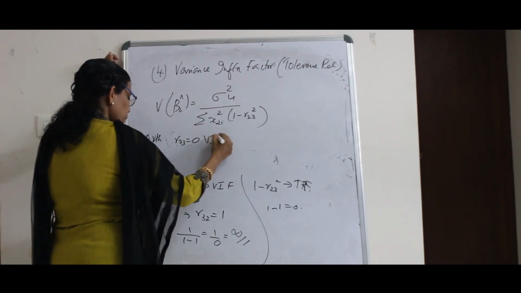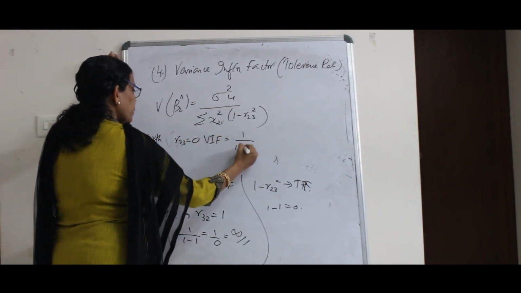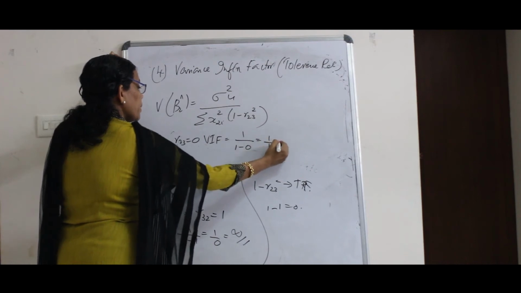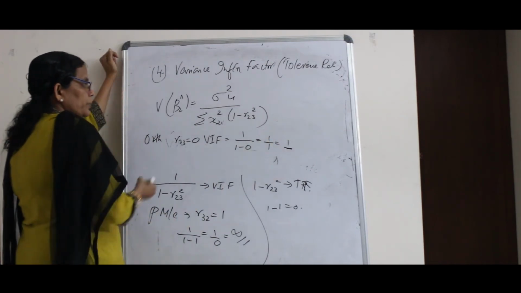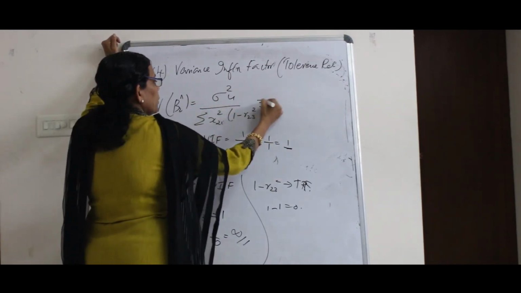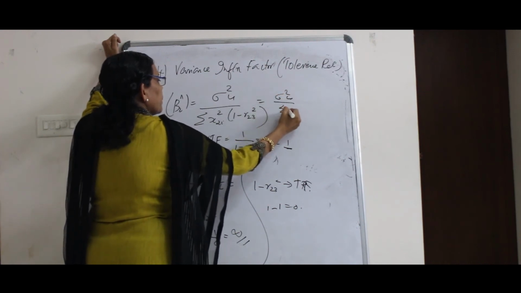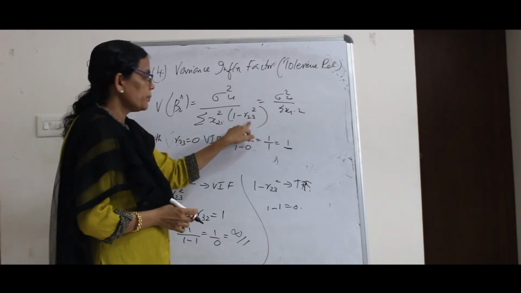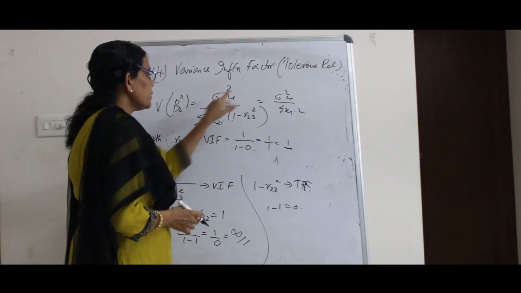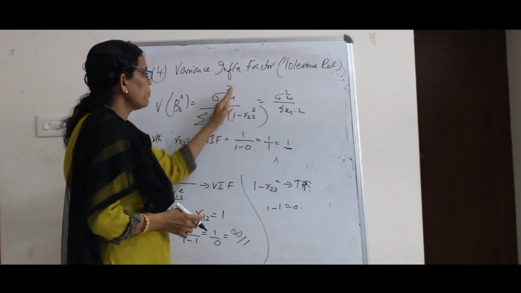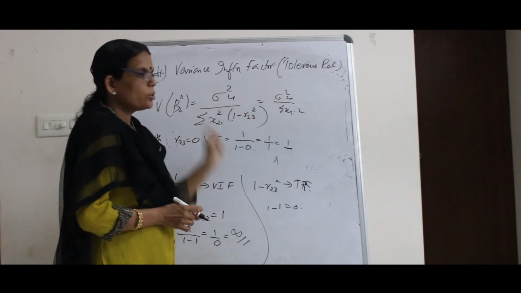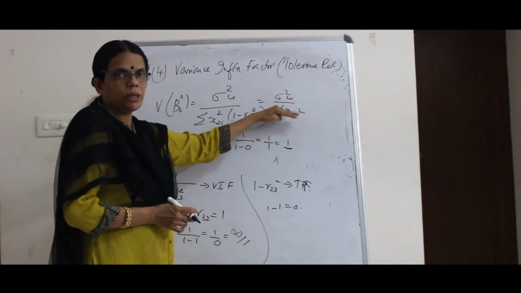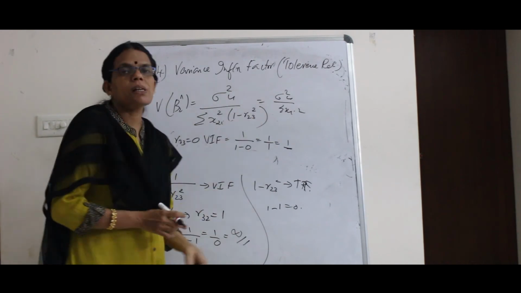So what about the variance inflation factor? 1 by 1 minus 0, that is 1 by 1, which is equal to 1. So this becomes what? Sigma square u by sigma xi square. You need not include this step. The variance inflation factor becomes 1. You multiply this much by 1. So the original thing you are getting. There is no increase in the variance.